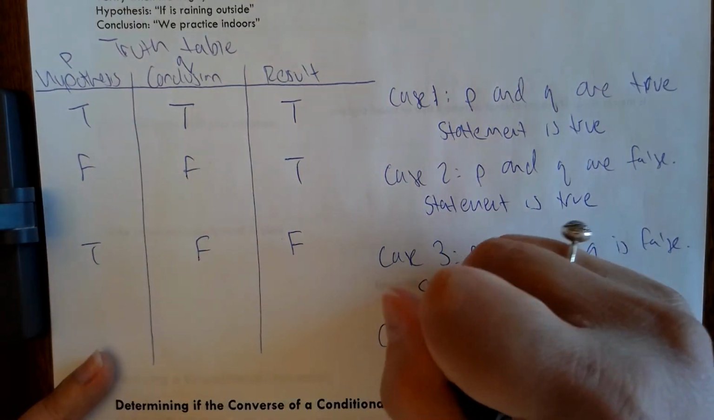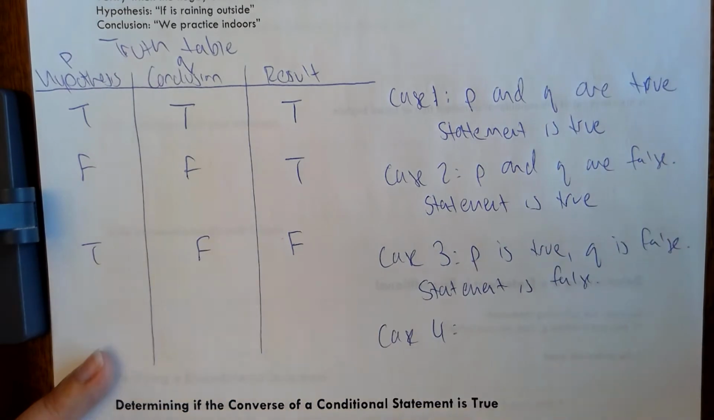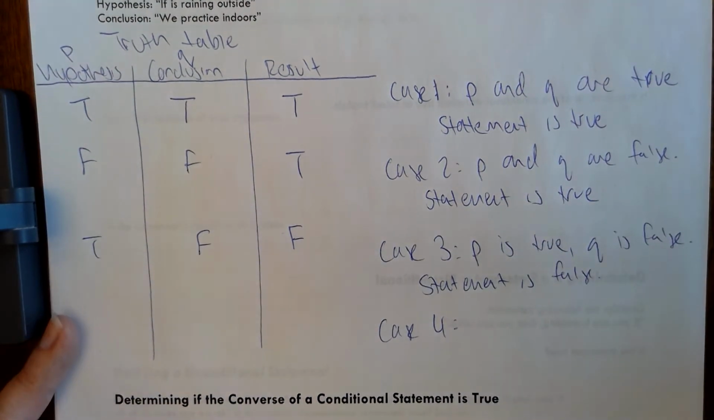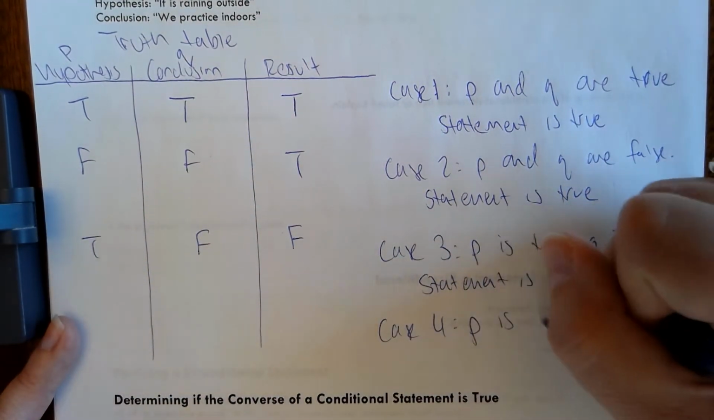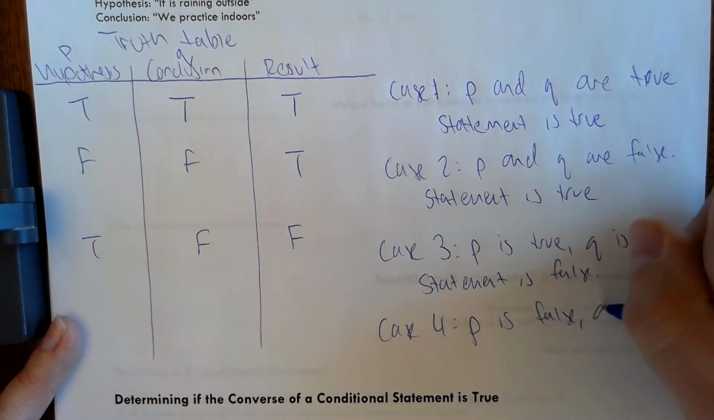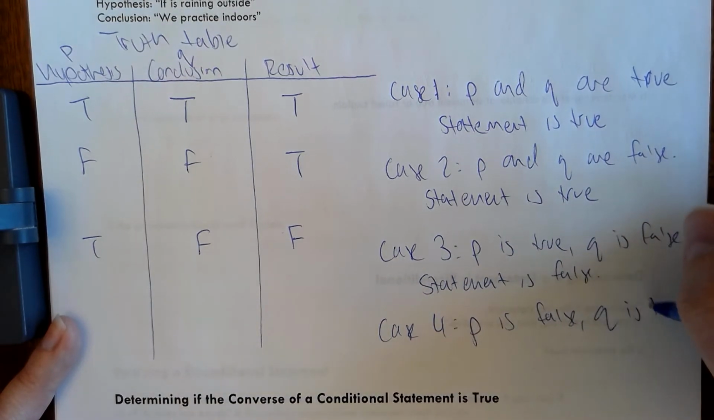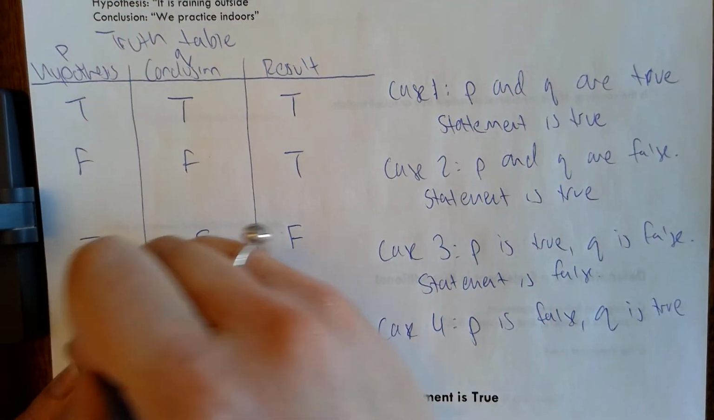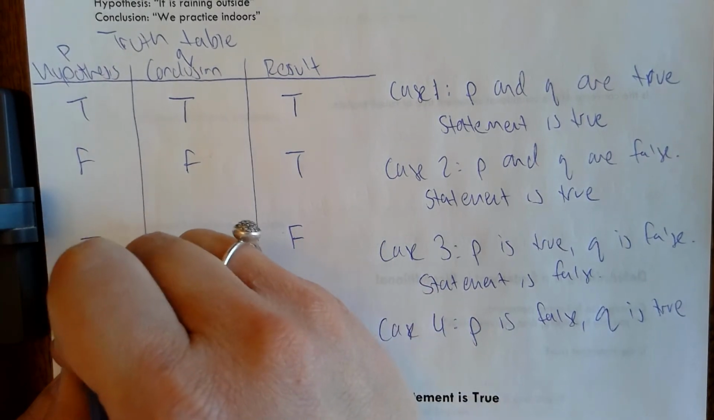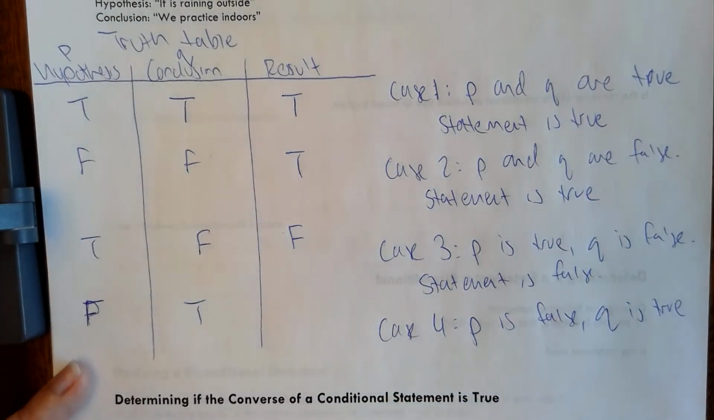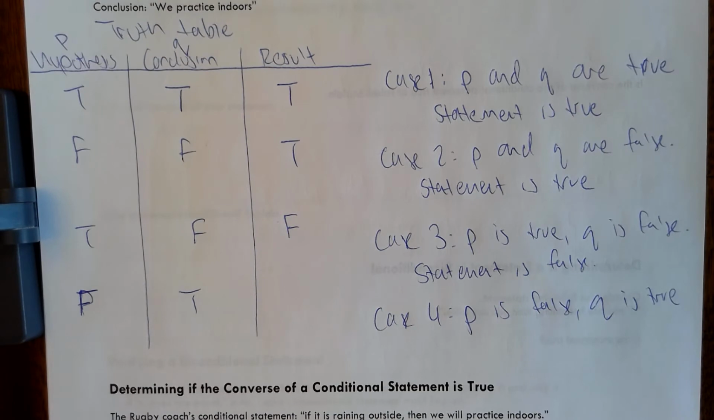Okay, let's try one more. Case 4. We only have 4, so this is the last one. P is false. Q is true. False, true. Alright, so it is not raining outside. It's nice outside, but we're going to practice indoors.